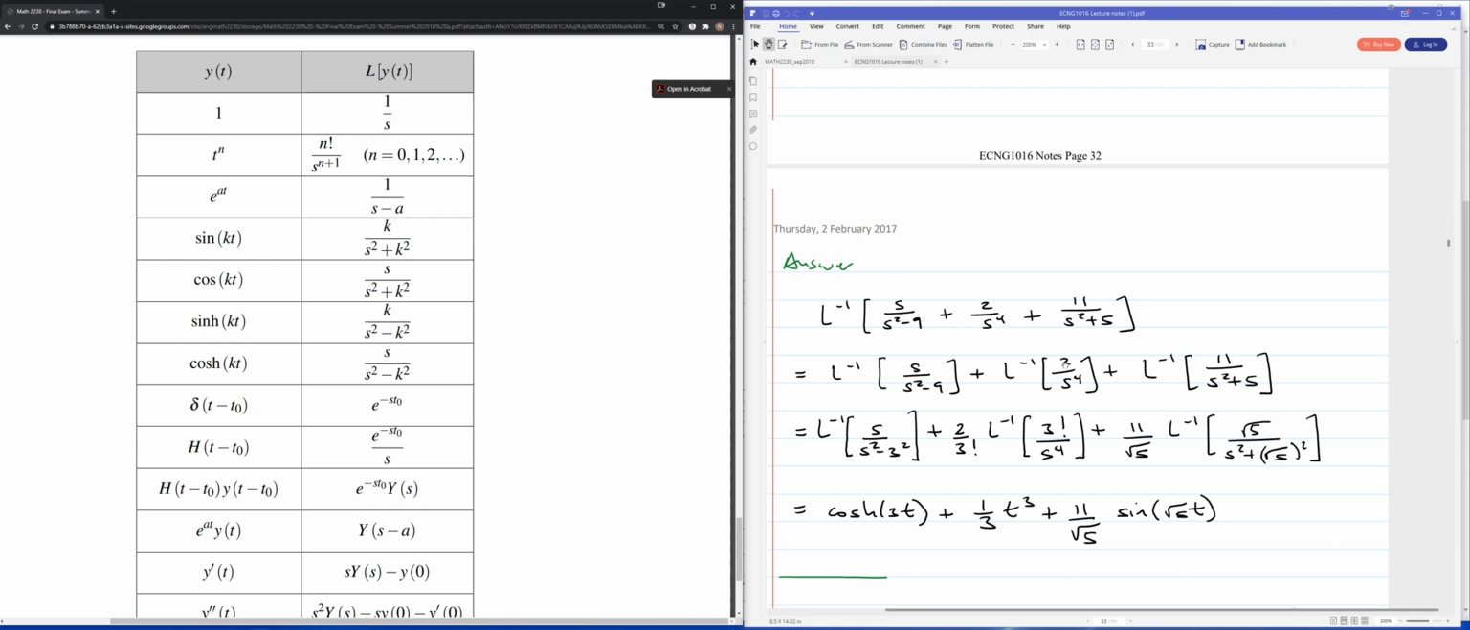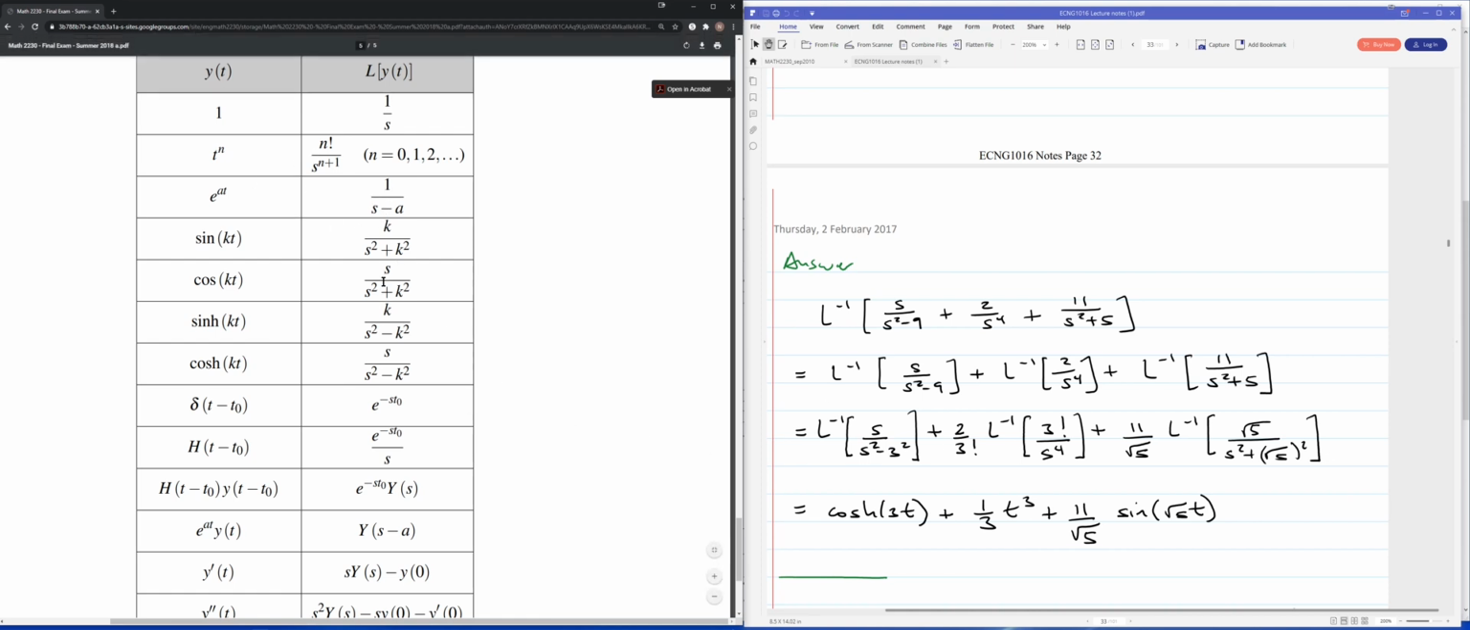Now what I have over here is 2 on s to the fourth. I want to get the Laplace inverse of 2 on s to the fourth. Which formula in the table can I use? It's not going to be these over here, because this is s squared plus something and s squared minus something. This is s minus something. It's not these over here.